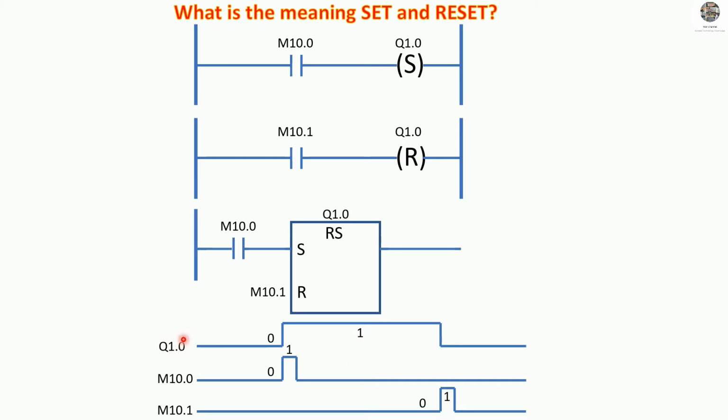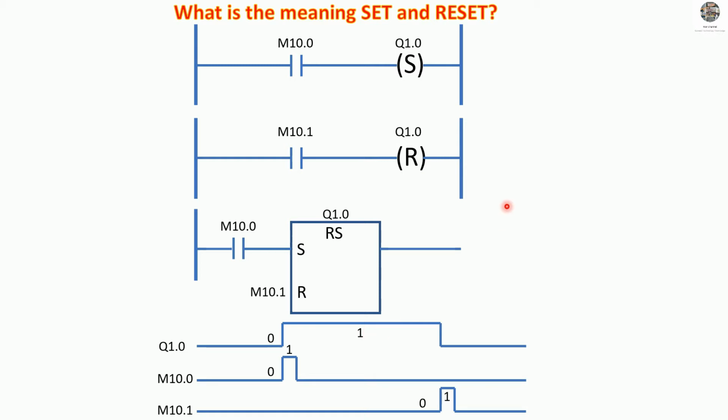This is the output Q0.1, and this is the input for the set function, M10.0, and this is the function reset, or input for reset, M10.1. Okay, and this is a 0 or false, and this is a 1 or true.